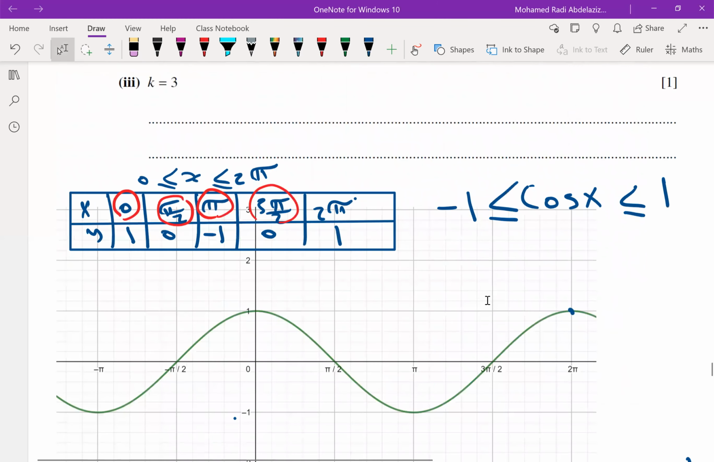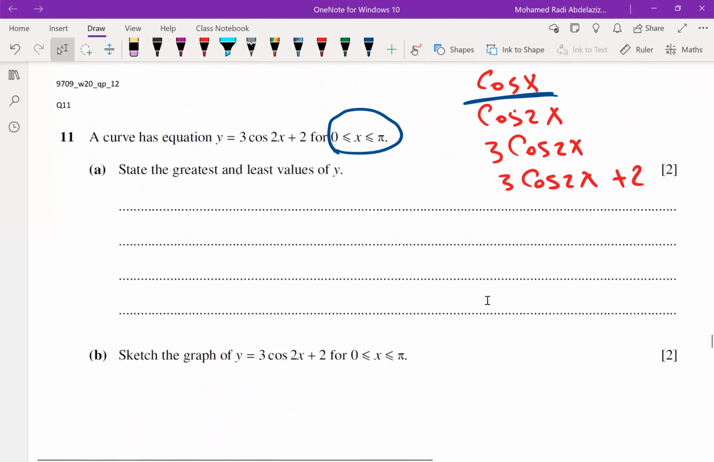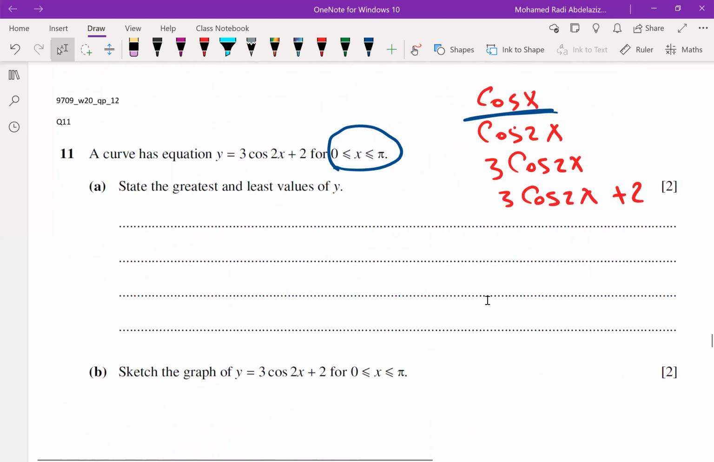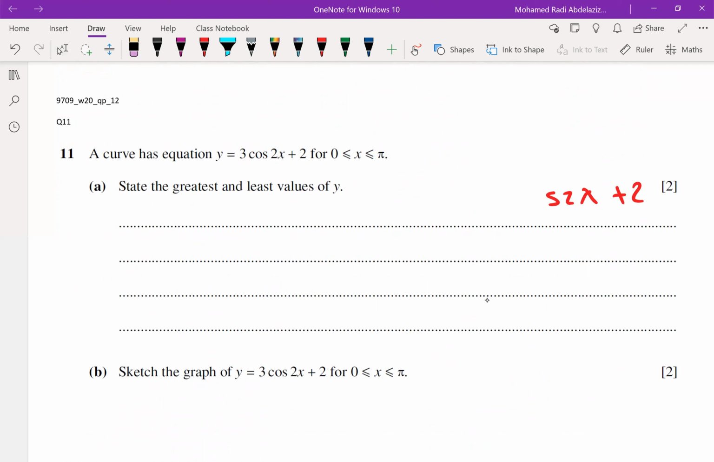Now, after explaining the graphs of sine, cosine x, cosine 2x, and 3 cosine 2x plus 2, what is the difference between translation horizontally, translation vertically, stretch horizontally, and stretch vertically? Now, let us start to solve question number 11, part A. State the greatest and the least value of y. For me, I prefer to sketch the graph first on the given domain, to know the values of y.